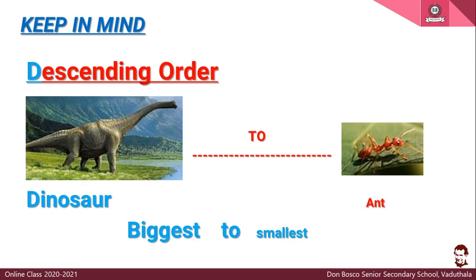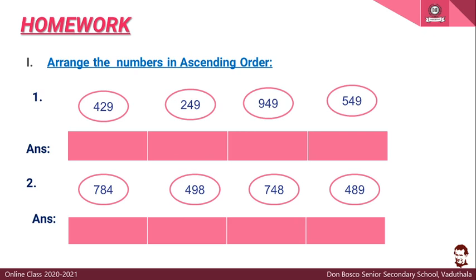Now we will move on to the homework part. Homework: the first one is arrange the numbers in ascending order. Two questions are there. You have to write the answers in ascending order. Now we will move on to the assignment part.